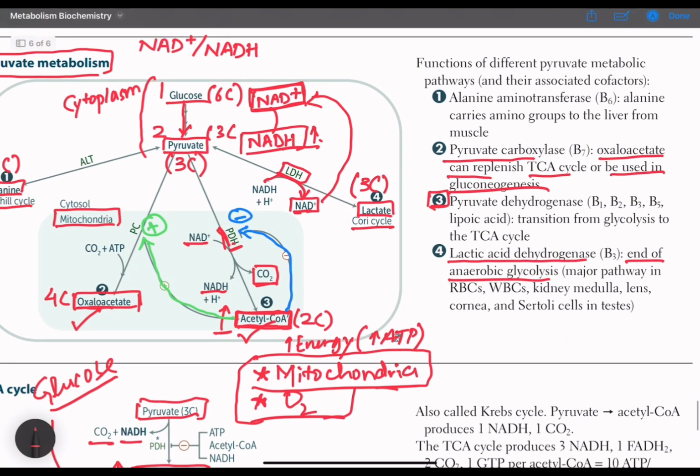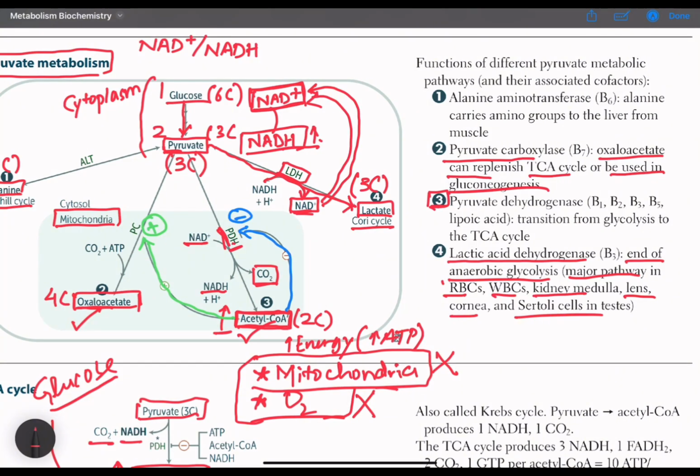So in any condition or state in which there is no mitochondria or O2 present, the pyruvate chooses the Cori cycle, or the conversion into lactate, for generation of NAD+, which can be again used in glycolysis. The lactate dehydrogenase is the end of anaerobic glycolysis. It is a major pathway in RBCs, WBCs, kidney medulla, lens, cornea, and Sertoli cells. So let's go through each of these structures.